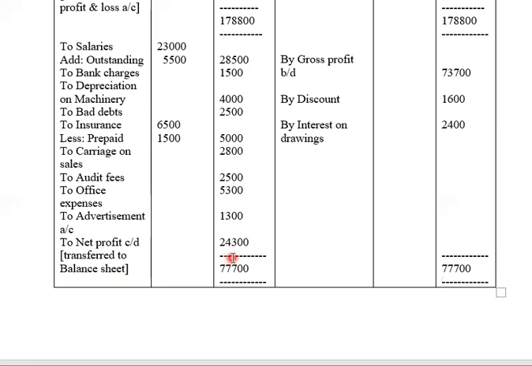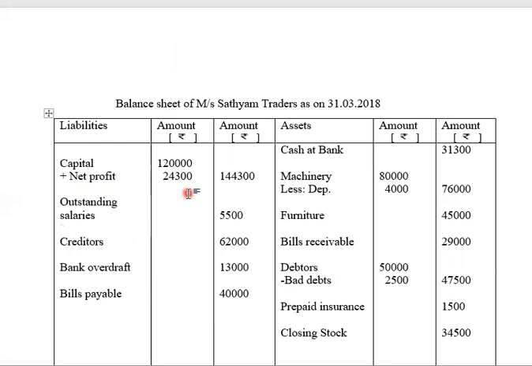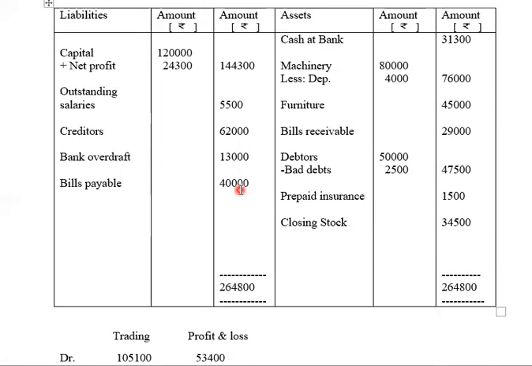This amount will be transferred to the balance sheet and added to capital on the liability side. Plus net profit 24,300. Already the capital value is 1,20,000. Adding net profit 24,300 to it, 120 plus 20, 140 plus 4, 144 plus 300, 1,44,300. Now doing the total on the liability side and the asset side, both the totals should be the same.